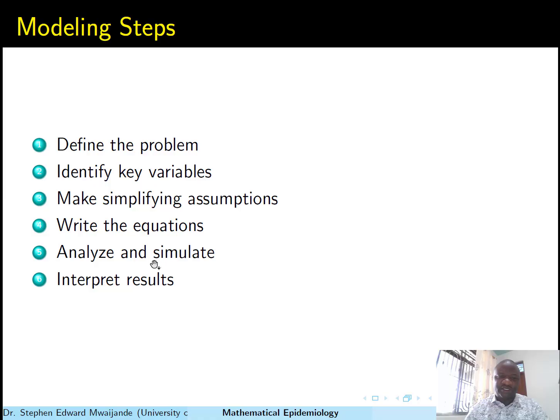Later, we analyze and simulate the model. Here we want to get some mathematical insights about how the disease spreads. For the simulation, we use some real data or some hypothetical data in order to get some idea of how the disease spreads or dies out in the population. We interpret the results. Here we write reports and make recommendations on what we have obtained from the study.